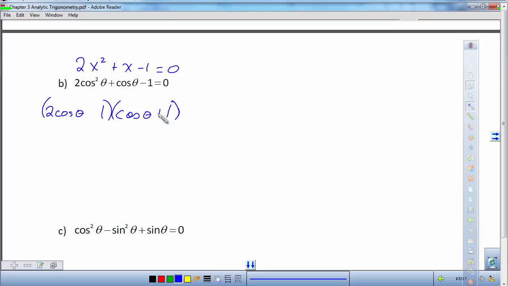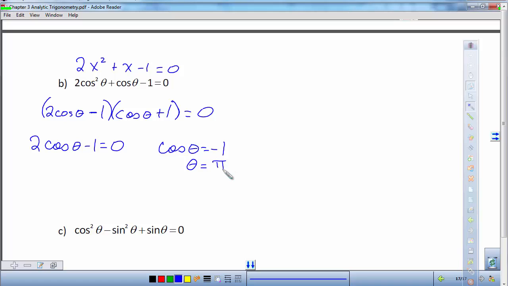Well, we're going to make this one positive. That'll give us plus 2. And then this one negative. That'll give us minus 1. 2 minus 1 gives us 1 cosine theta. Equals 0. Now we apply the zero factor property. We set each factor equal to 0. 2 cosine theta minus 1 equals 0, and cosine theta plus 1 equals 0, so cosine theta equals negative 1. Where does that happen? When theta is equal to where? Pi. Very good.